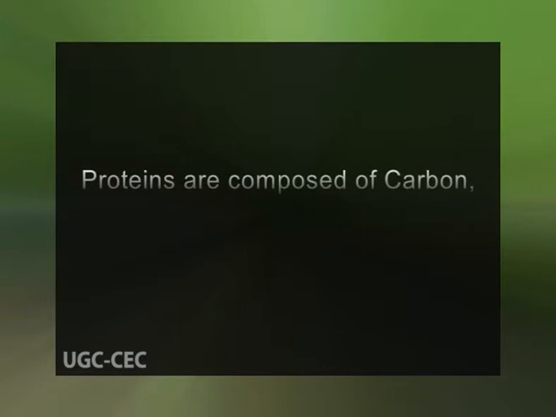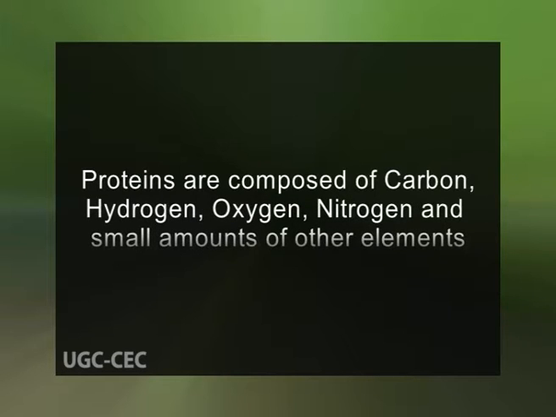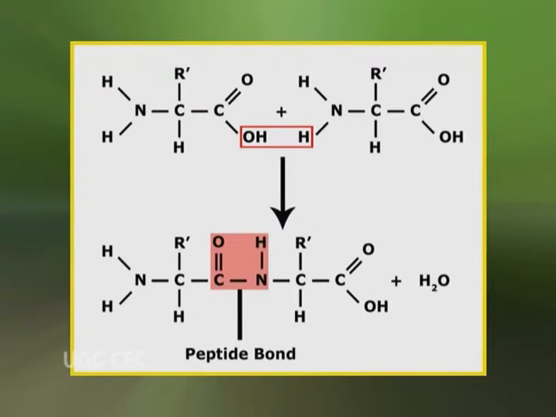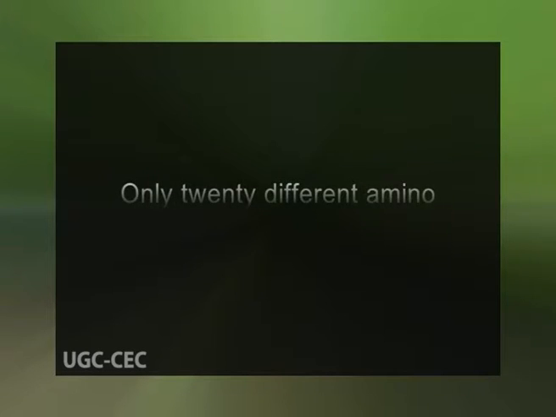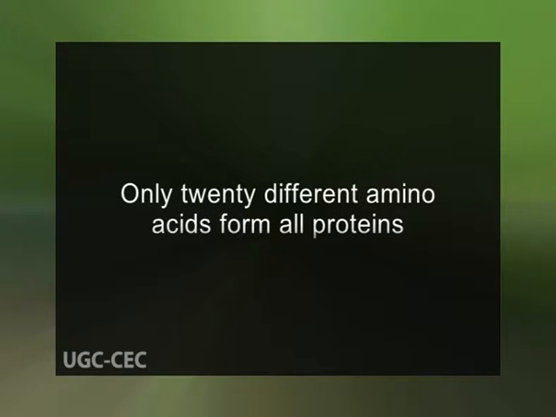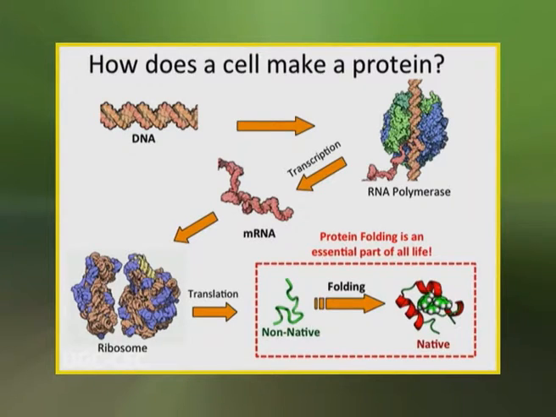Proteins are composed of carbon, hydrogen, oxygen, nitrogen and small amounts of other elements. They are polymers of amino acids which are joined together by peptide bonds. There are only 20 different amino acids that form all proteins. These specific amino acids included, and the order in which they are strung together, determine the nature of a specific protein. This specific stringing together of amino acids is dictated by the genetic information encoded in DNA.